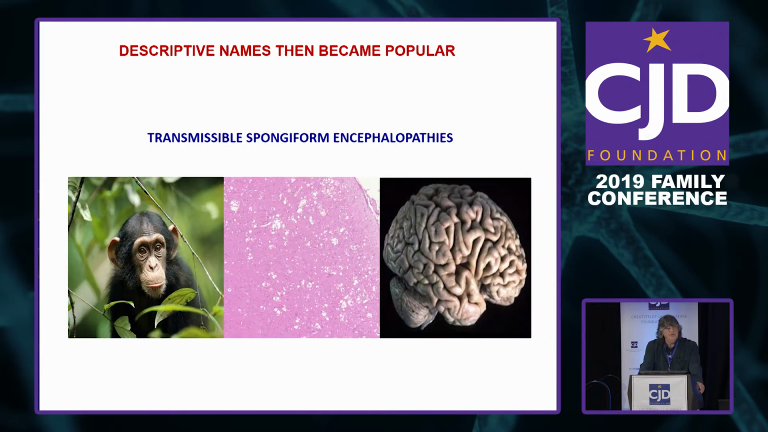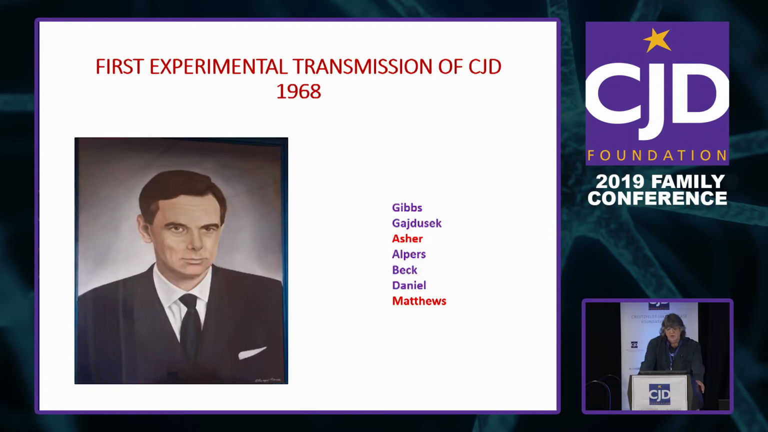But then people moved on to descriptive names. So transmissible spongiform encephalopathy: brain disease, spongiform because of the spongy change, and transmissible because most of these diseases can be transmitted. And the first transmission of CJD was in 1968 to the chimpanzee.